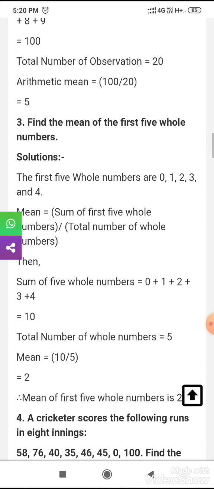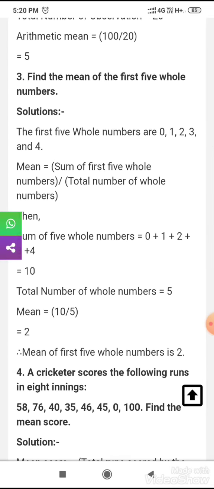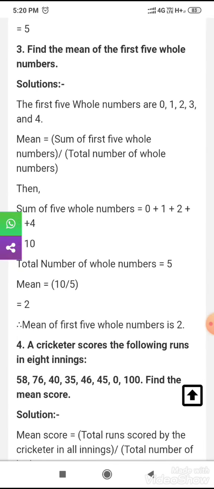Now move to our third question, and the third question is: find the mean of the first 5 whole numbers. So students, as you all know, whole numbers are the numbers which start from 0. So the first 5 whole numbers are 0, 1, 2, 3 and 4.